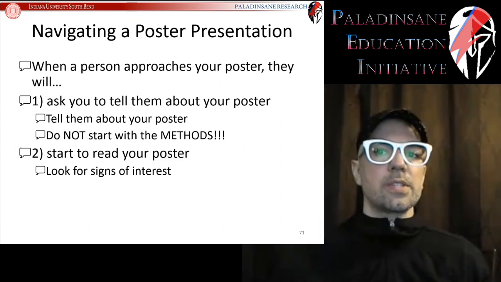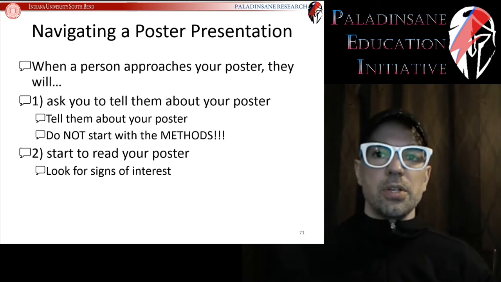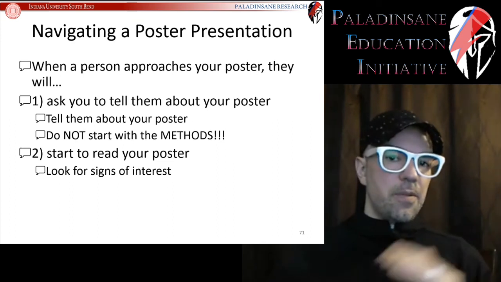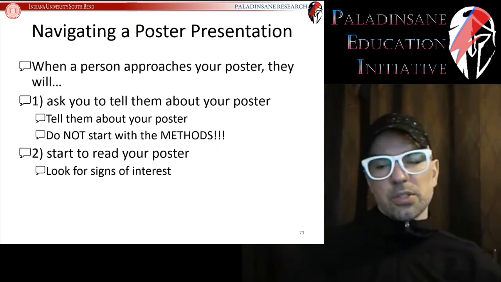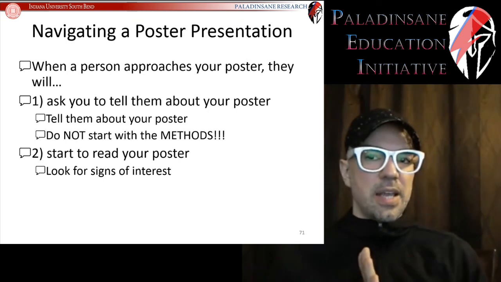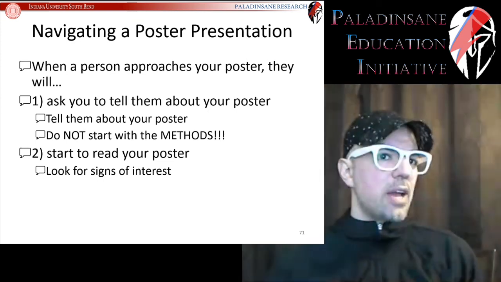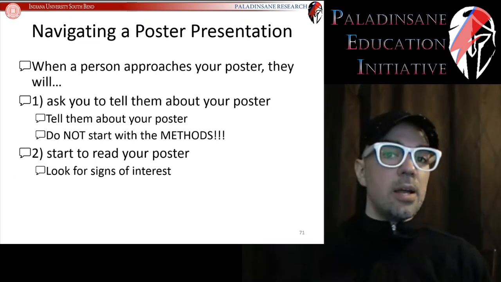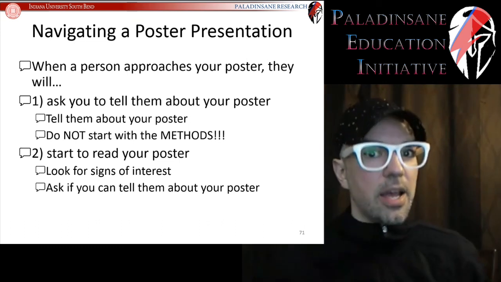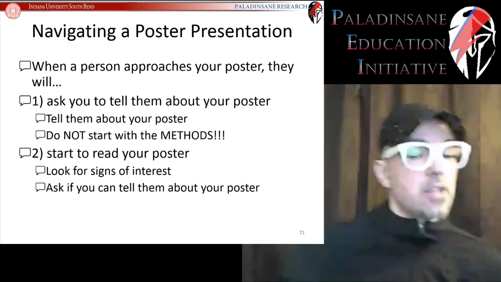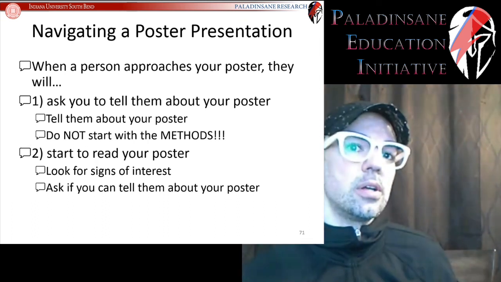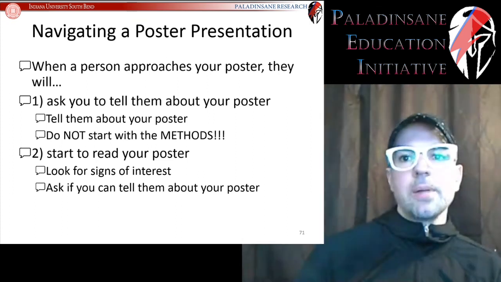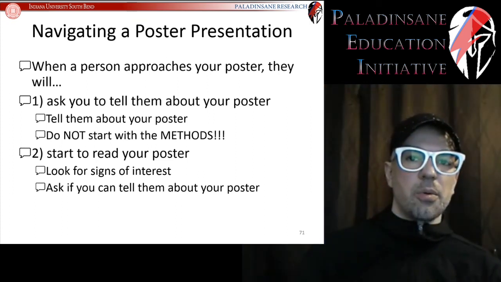So what you want to do is look for signs of interest. Give them an opportunity to start reading a little bit of your introduction section, maybe 5-6 seconds. If you can't gauge that on an internal, personal level, just stay off to the side, and as soon as they start reading your poster, count out, 1 Mississippi, 2 Mississippi, 3 Mississippi, 4 Mississippi, 5 Mississippi, and then walk up to them and say, oh, can I take you through my poster? Can I tell you about my research? Would you like to know about my poster? So give them a chance to show interest, start reading your poster a little bit, and then come up to them and talk to them about your poster.